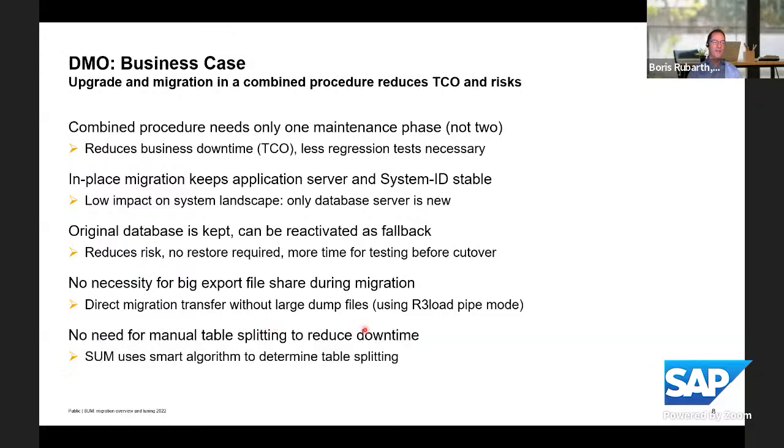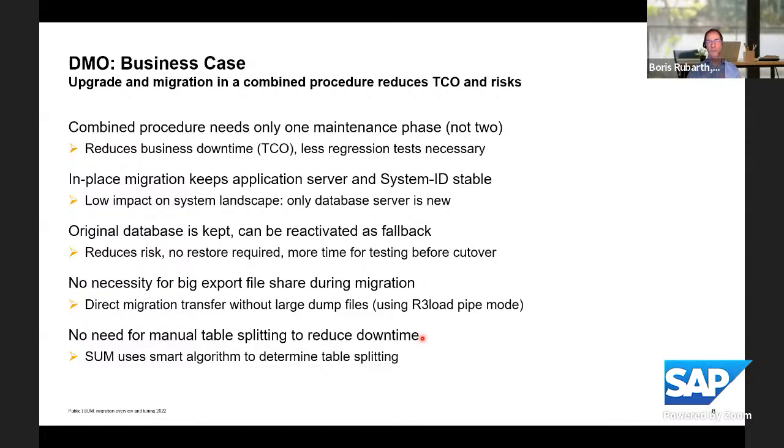Finishing up is the tool as such. The Software Update Manager has its own logic to calculate which tables to split to optimize and reduce the downtime. So it's a smart algorithm that works out of the box here. And so it's not required to manually decide which tables to split, which is the case for the classical migration.